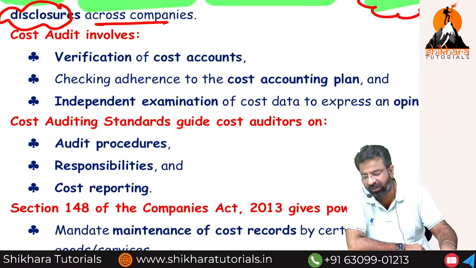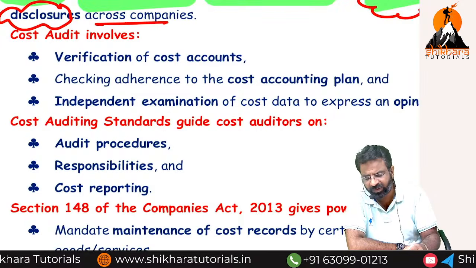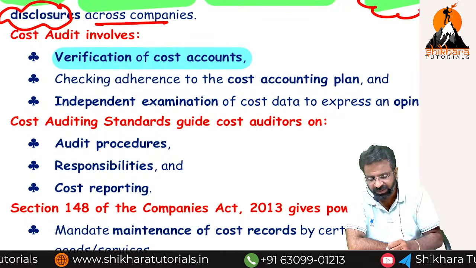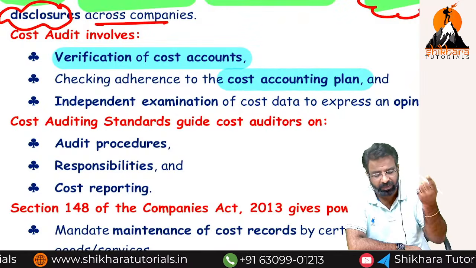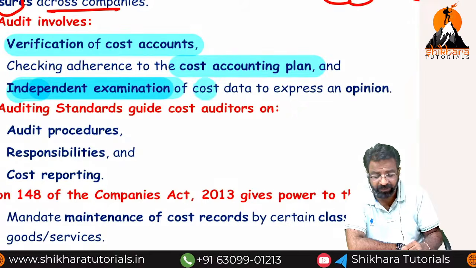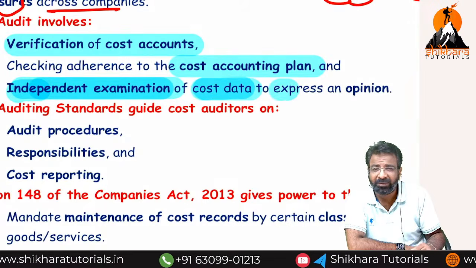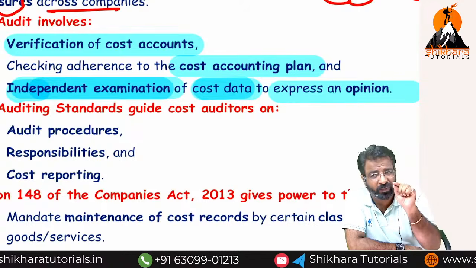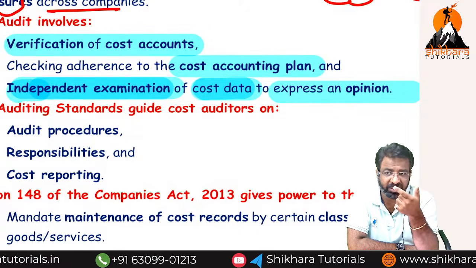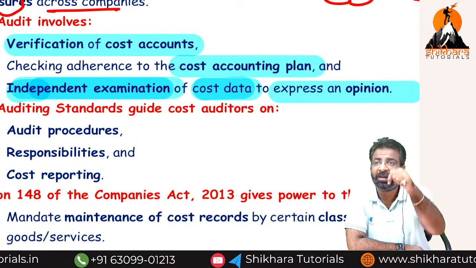Then cost audit involves what? Quickly read. What does a cost audit involve? It includes verification of which accounts? Cost account. Checking whether you are following your what? Cost accounting plan. Independent. What is the word written? Examination of your which data? That's what the reason. What are the 4 things cost auditor can't do? Statutory audit, GST audit. 4th one, internal.